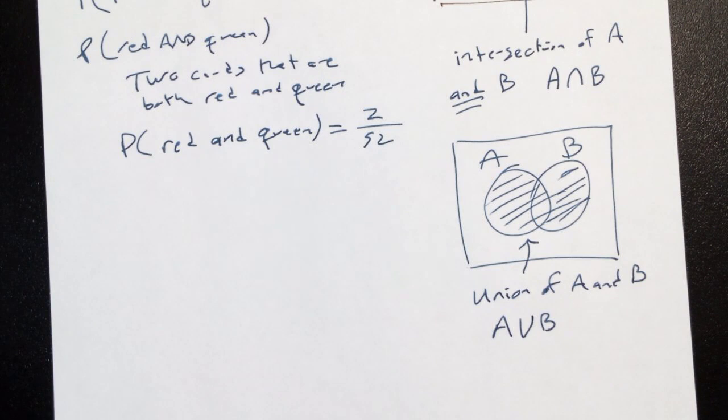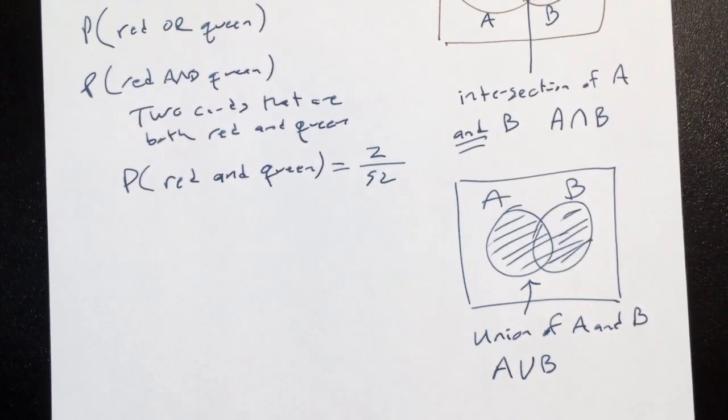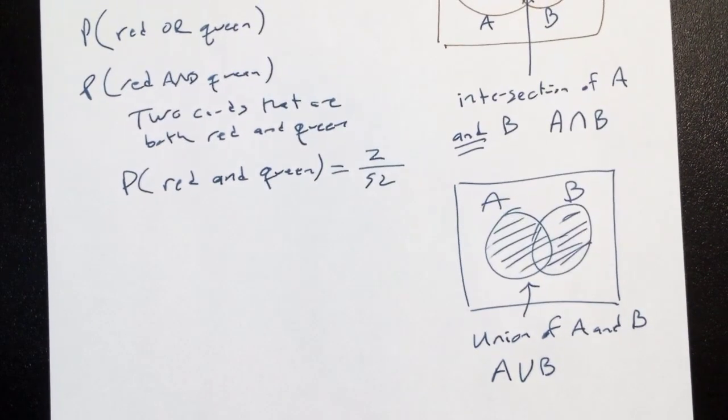So now let me see if I can go back up here and answer that first thing. What is the chance I get a red card or a queen? Oh, wait a minute, there were 4 queens. There were 26 red cards. So shouldn't I just get 30? I've already counted the 2 red queens. When I counted the red cards, I shouldn't count them again, right?